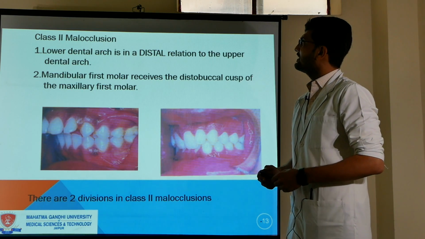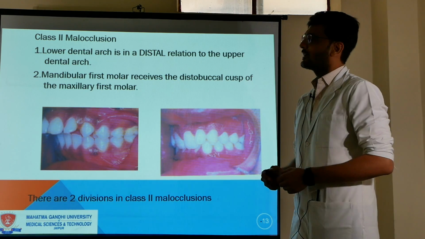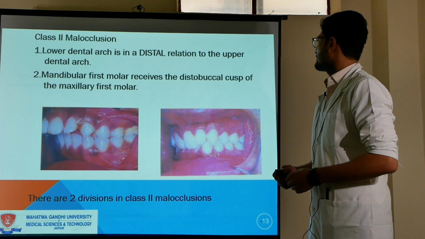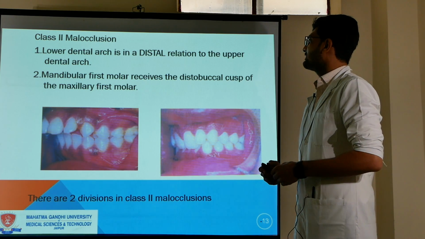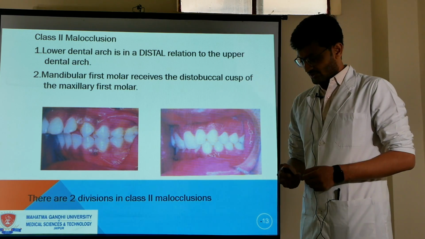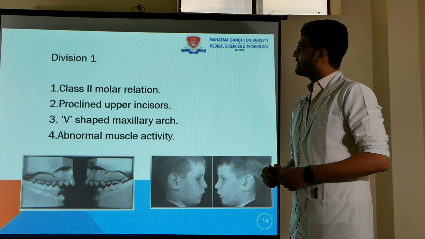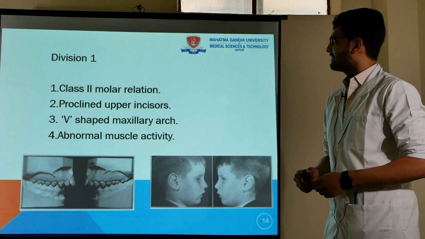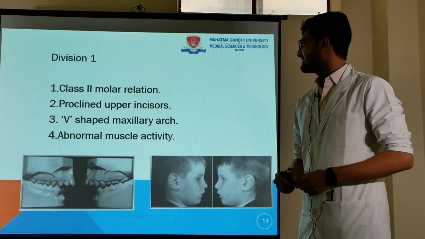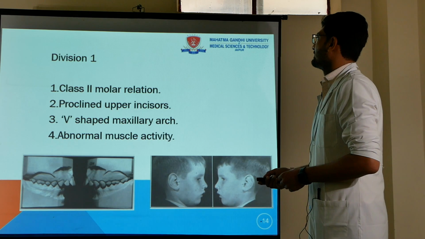Class 2 malocclusion is the occlusion in which lower dental arch is in distal relationship to the upper dental arch. Mandibular first molar receives distobuccal cusp of the maxillary first molar. So the maxillary molar tooth is ahead of its normal position. There are 2 divisions. Division 1 in which class 2 molar relationship is present. Upper teeth are proclined, shape of the maxillary arch is V-shape and abnormal muscle activity is present.